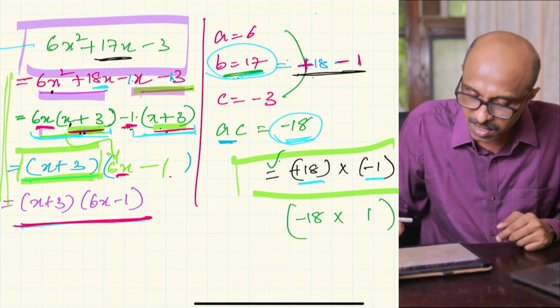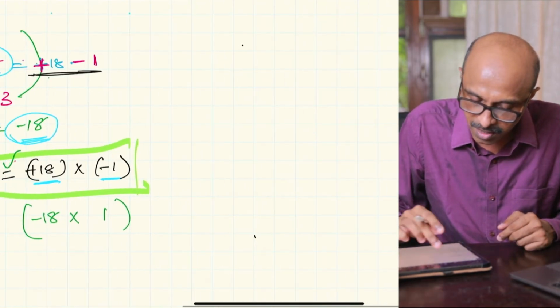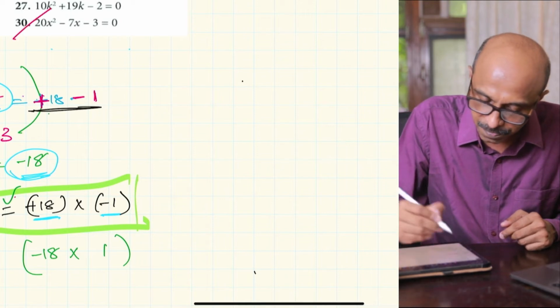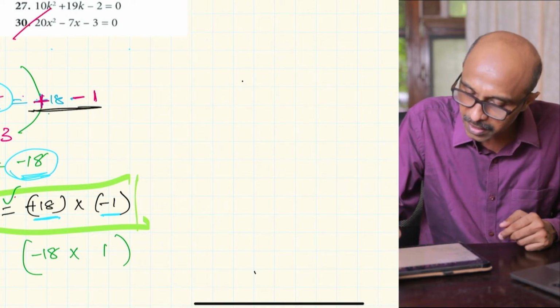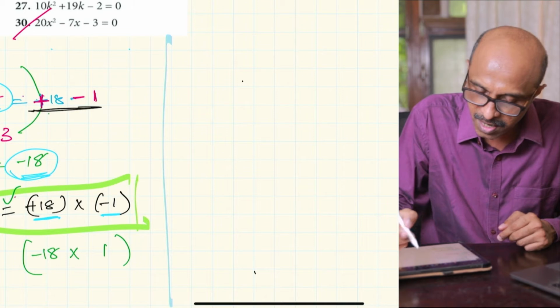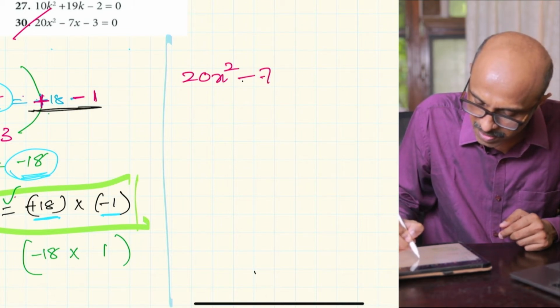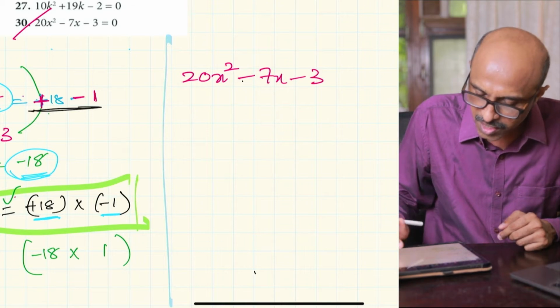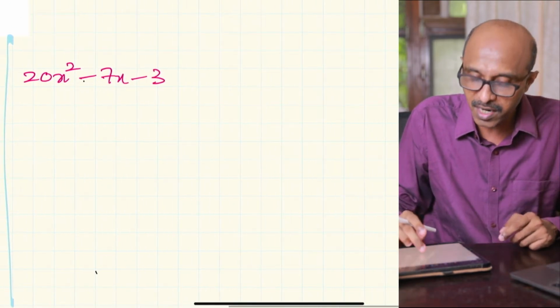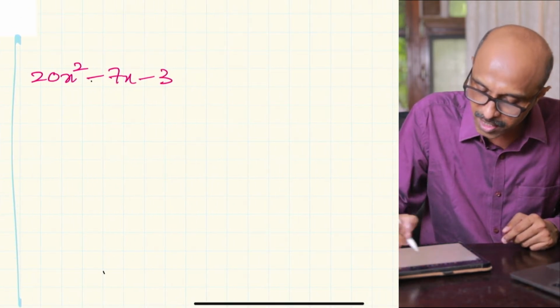Okay, let's do one more question based on the same steps. Let's do number 30 that's given here. I'm going to put a line here so that it demarcates. Can you guys see? I'm just going to copy this question down: 20x squared minus 7x minus 3. This is just quadratic expressions, not quadratic equations, that we are trying to do.